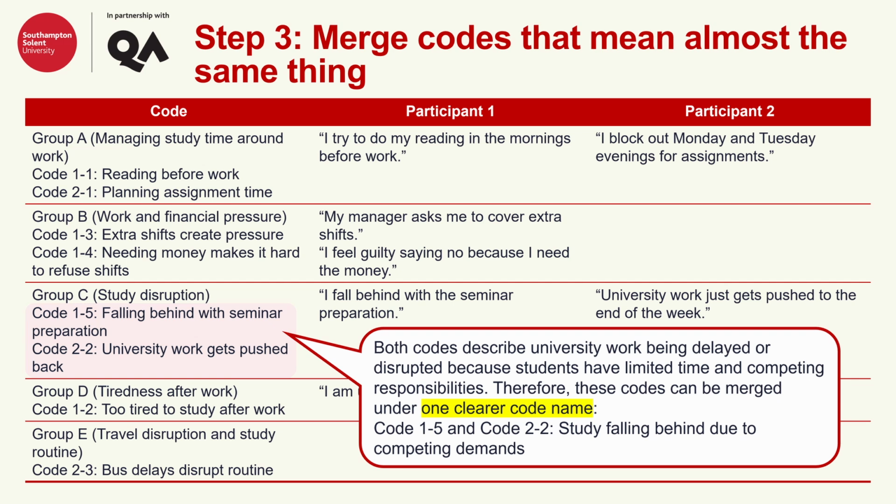"Falling behind with seminar preparation" comes from participant 1, while "university work gets pushed back" comes from participant 2. The wording differs, but both extracts describe study being delayed because the student has limited time and competing responsibilities. Keeping them as two separate codes may create an unnecessary distinction. We can therefore merge them under a clear code name: "study falling behind due to competing demands."